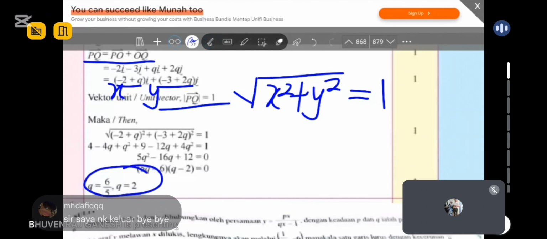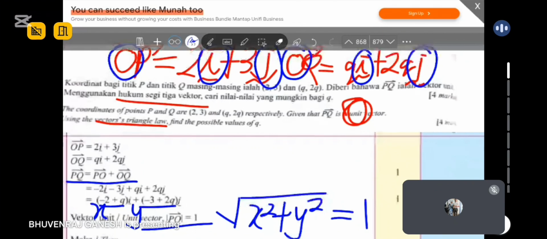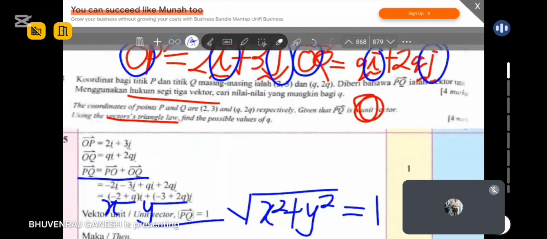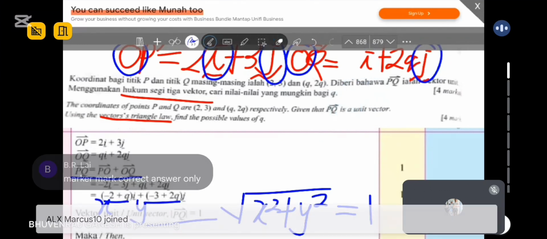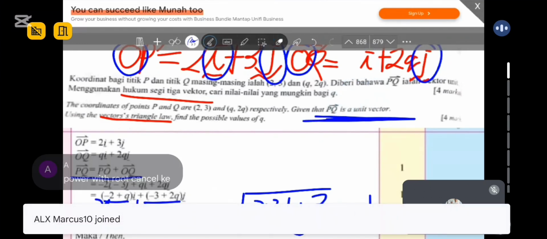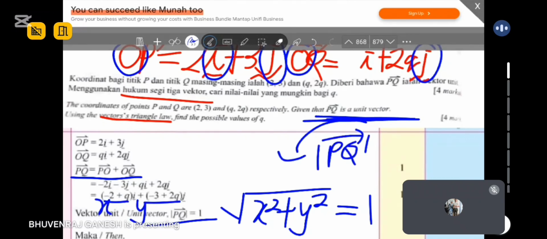Ahmad, formula apa? Oh, sebab soalan ni dia tak suruh kamu cari unit vector, Ahmad. Okay? Dia tak suruh kamu cari unit vector. They never ask you to find unit vector, guys. They just say PQ is a unit vector. So dari sini mereka nak kamu tahu magnitude PQ tu kena sama dengan 1. Itu sahaja. That's all. Okay?